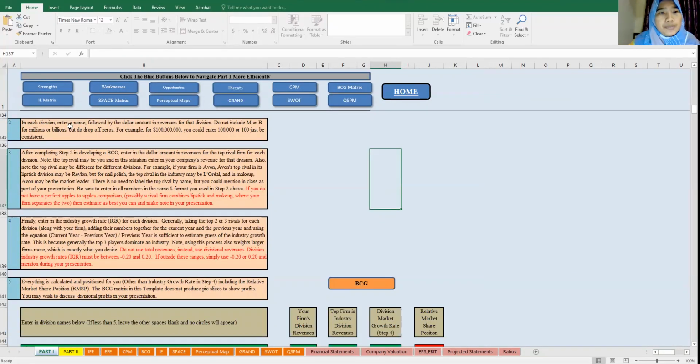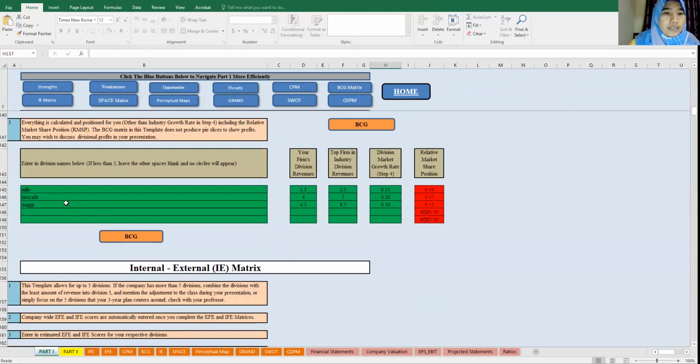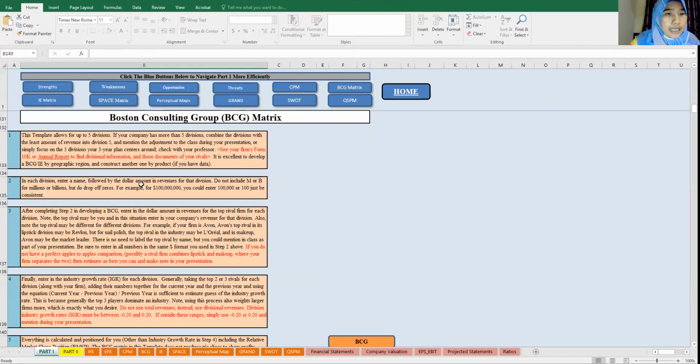Okay, so in each division enter name. Okay, so if you can see here, kita isi yang kolom hijau sahaja kan, ni saja madam tulis-tulis tadi kan. So for each division tulis dekat here isi namanya. Alright, and then followed by the dollar amount in revenue. Okay, so for each division tu you kena tahu revenue dia berapa. So please use numeric sahaja, tak ada million, billion, MP ataupun dollar sign, RM sign, just enter the numbers only.